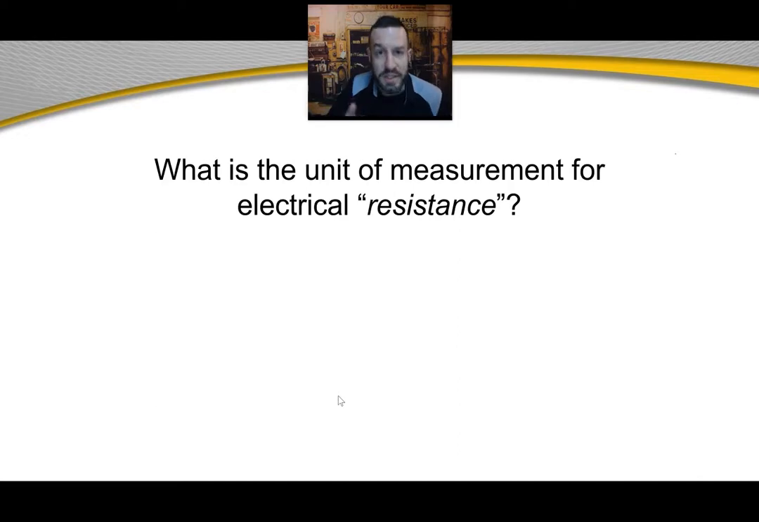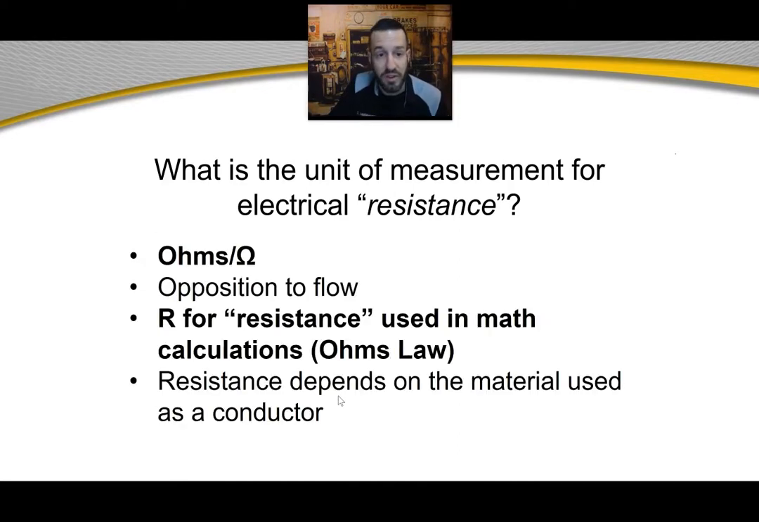All right. Resistance. Ohms, or the little omega sign, okay? It is the opposition to flow. Remember, ohms is opposition. Ohms is resistance. The resistance of that material is going to depend on the material used as a conductor. Also, how long the wire is, that type of stuff. The longer the wire, the more resistance it's going to have.